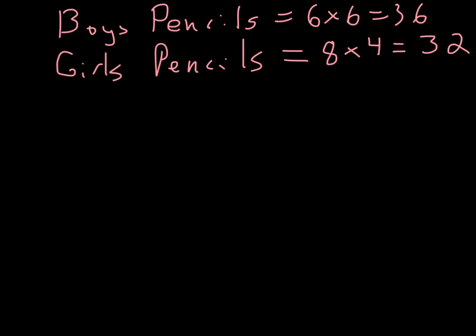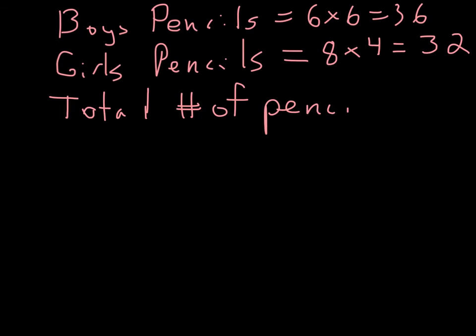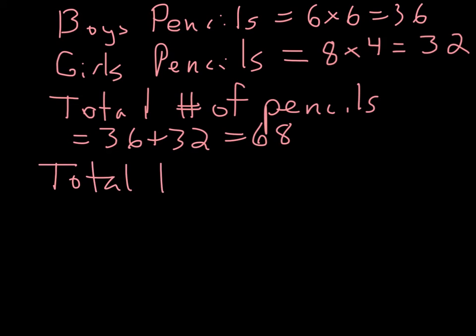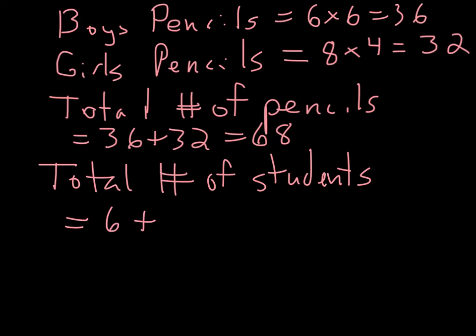So what's the total number of pencils the class has? Well, we're just going to add 36 and 32, and we find there are 68 pencils in total. And the total number of students, well, there are 6 boys and 8 girls, so there are 14 students.